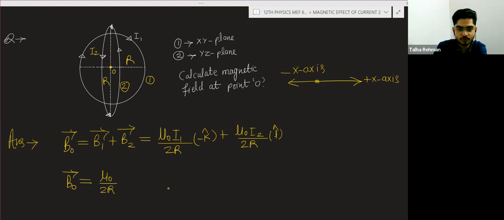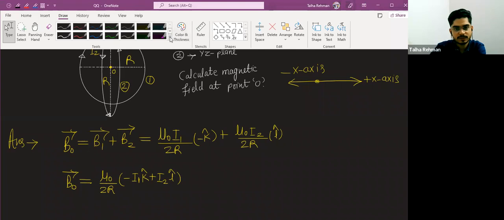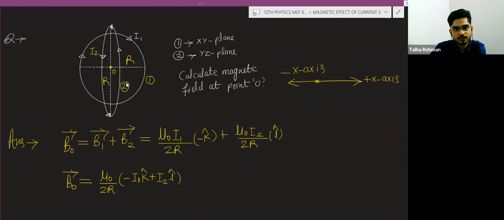Mu naught divided by 2r is common. So this will be minus I1 into k cap, and here will be I2 into I cap. So this is your final answer in the vector form. You can write the final answer.